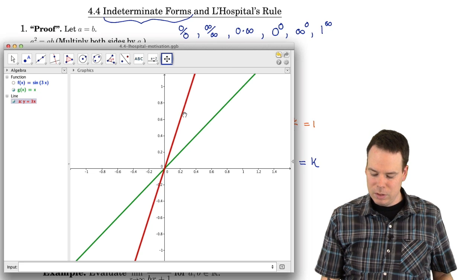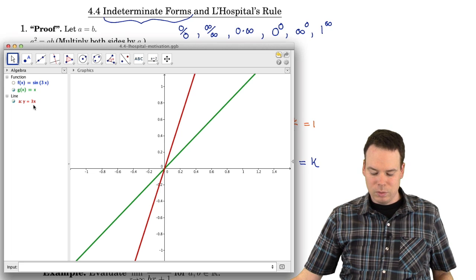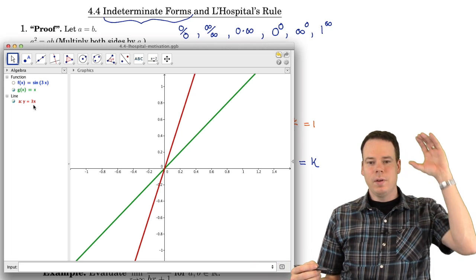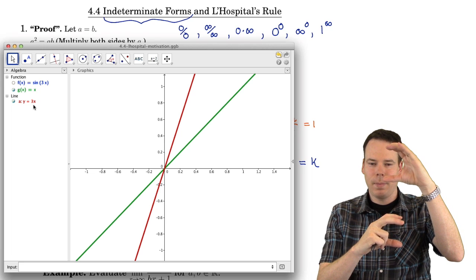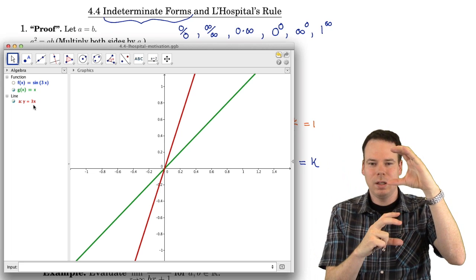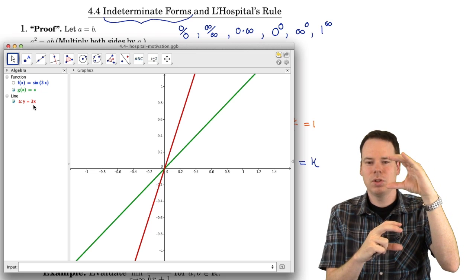Well, that means I'm just interested in the ratio of, you can see the equation for the tangent line over here, it's just y equals 3x. So we're interested in the ratio of 3x over x as x goes to 0. Well, that ratio, the x's will cancel, and we get that the limiting value is 3. The limit of 3x over x as x goes to 0 is just 3.